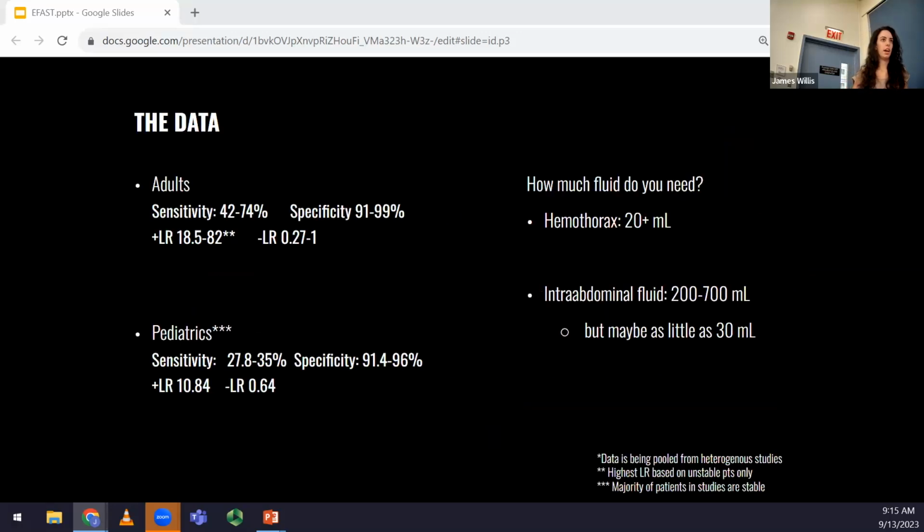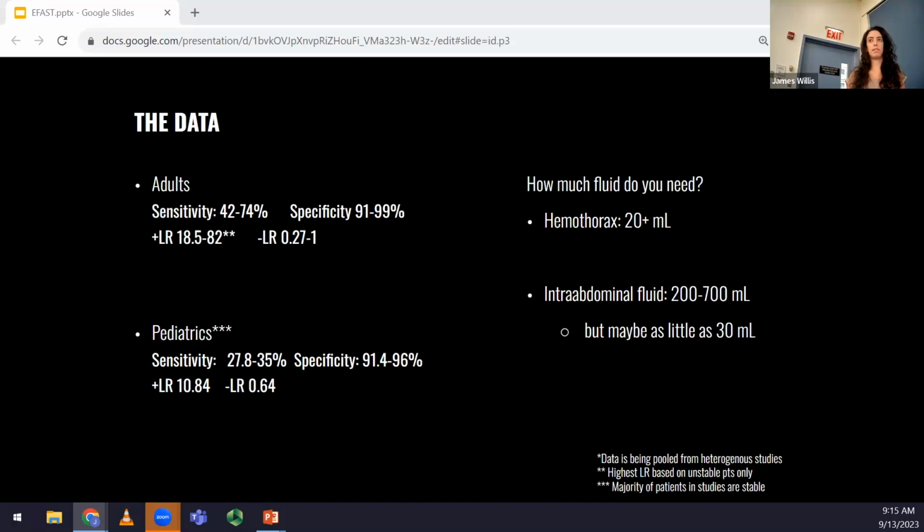So some of the data about the EFAST exam. There's a very wide range when you start looking at the sensitivity and specificity for this exam. The sensitivity, looking at even just a handful of studies, can range anywhere from 42 to 74%. However, the specificity is 91 to 99%. So again, this hones in on this being a rule-in test.